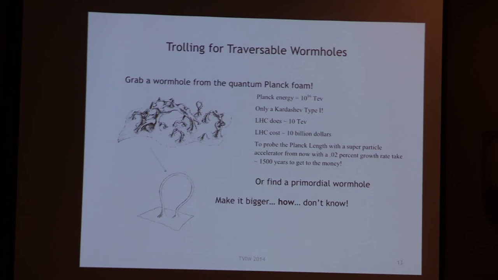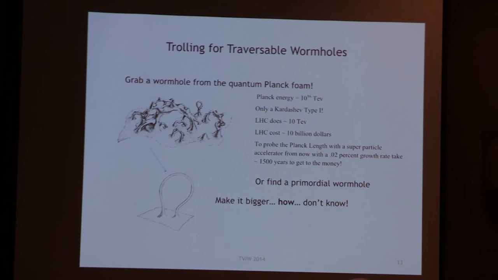And that means going down to 10 to the minus 35 meters, God knows how many orders of magnitude smaller than the atom. I mean, atoms are about 10 to the minus 15 centimeters. So you're just orders and orders of magnitude. If you compare that to what energy you would have to probe that length at, that's like 10 to the 16th TeV. Well, the LHC right now only does about 10 TeV. And it cost about $10 billion.